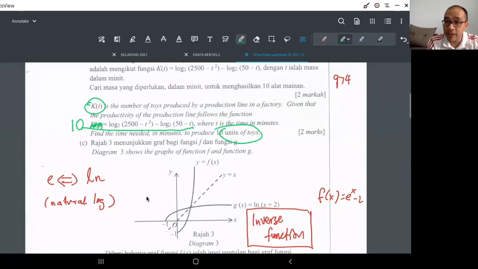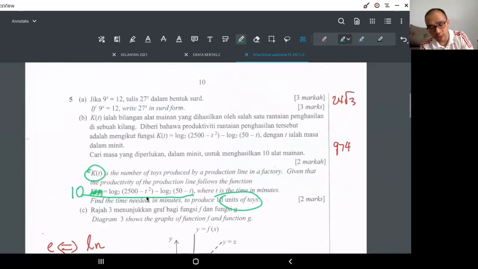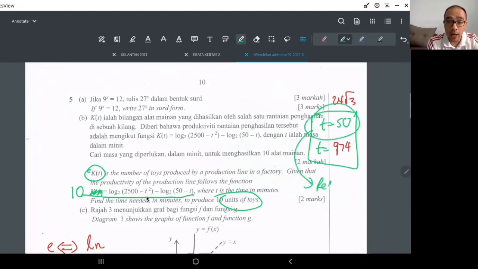So I'm going to leave this here with you like this. Okay, we set it equal to 10, then you solve it. But I want to tell you that actually there are 2 answers for T. You will get 2 T answers, which is T equals to 50 and T equals to 974. But T equals to 50, we have to reject. Okay, why do we have to reject T equals to 50?